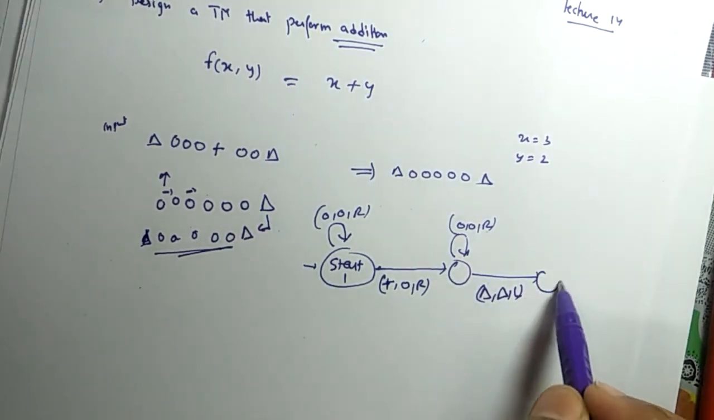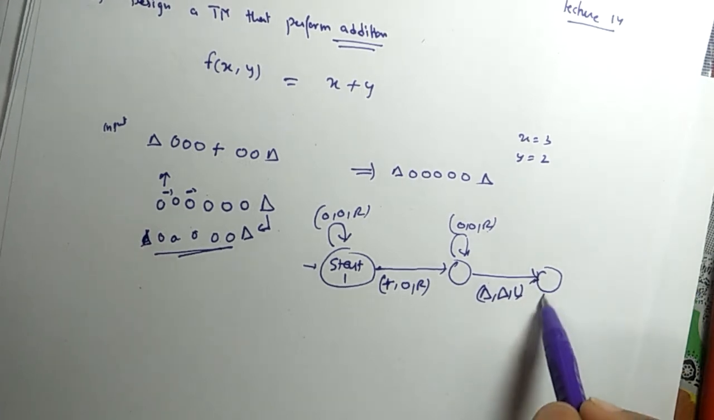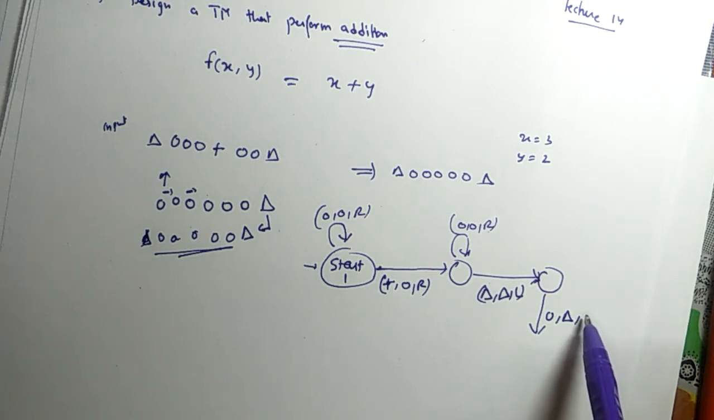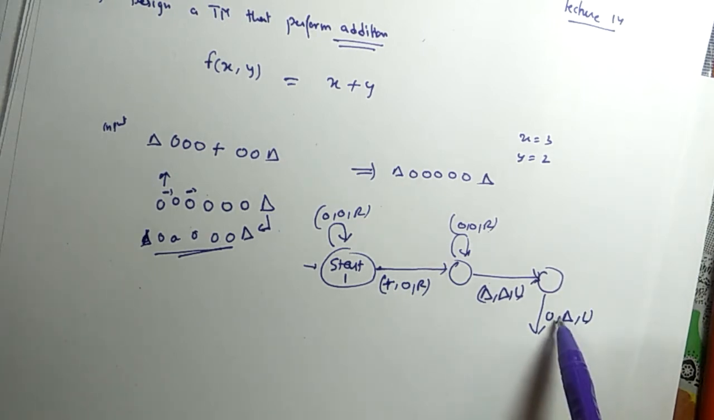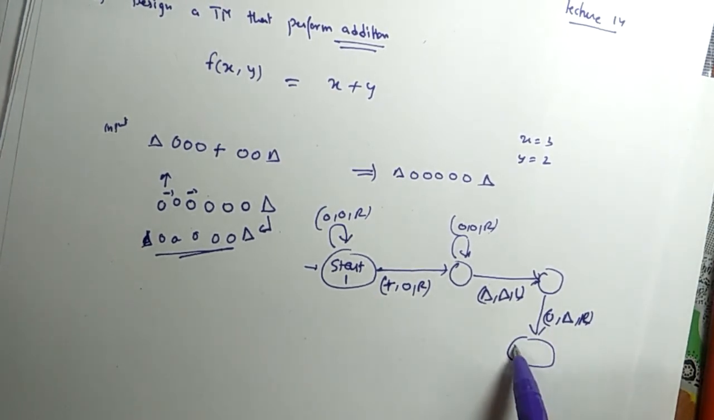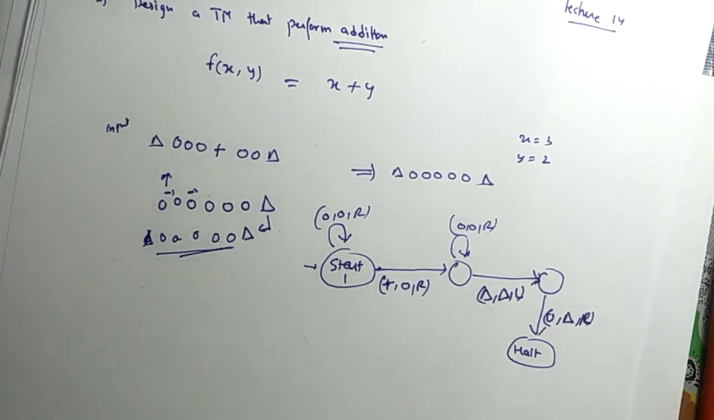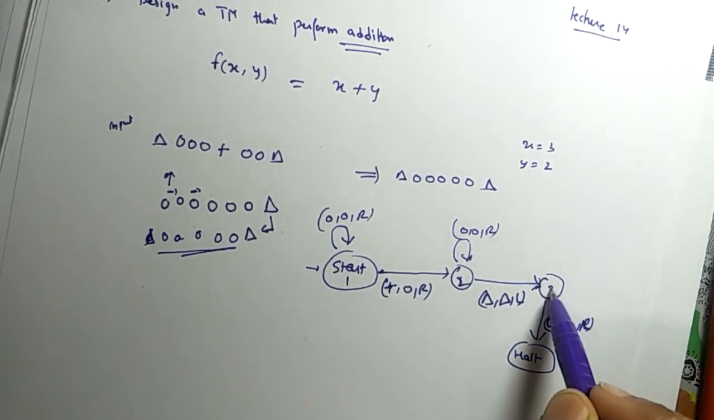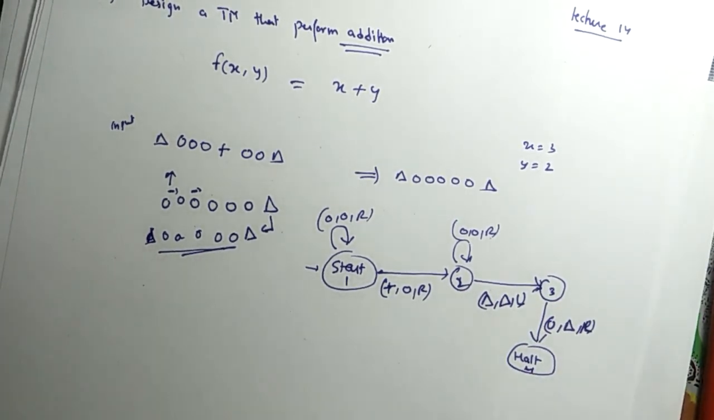In the left we will get a 0 as extra, and we will convert it to blank, and we can move to left or we can move to right also, and we will halt here. So this will be the Turing machine that performs the addition. Start state is 1, this is 2, this is 3, and we have 4 states in this Turing machine. So it is a very simple machine to perform the addition.